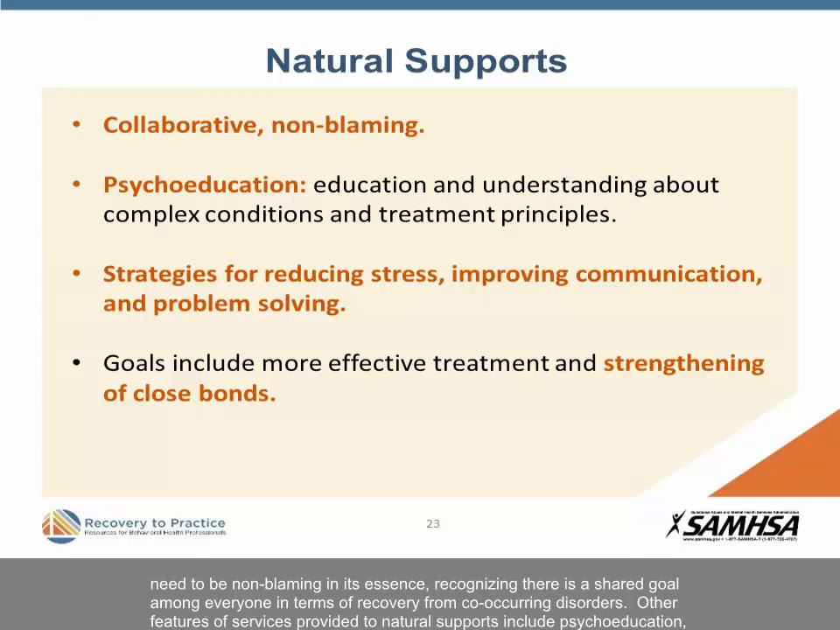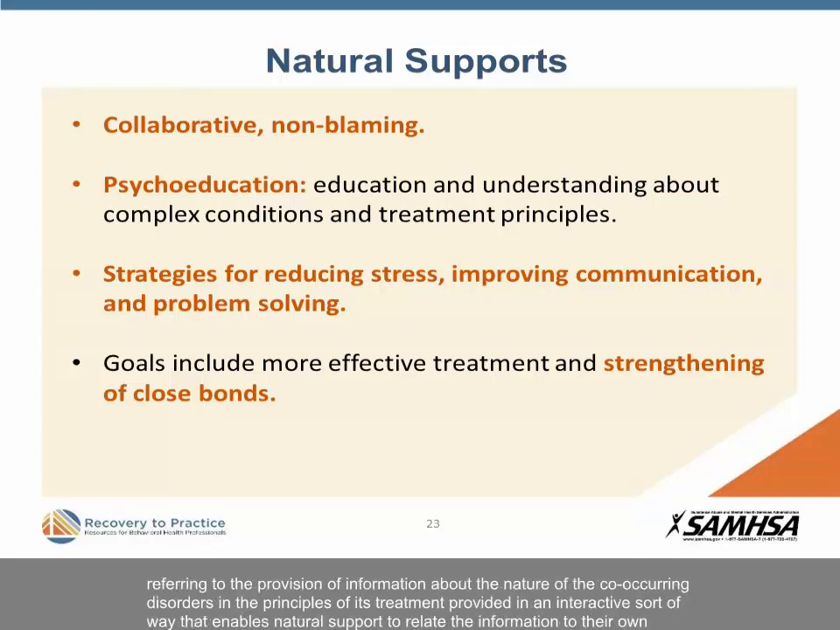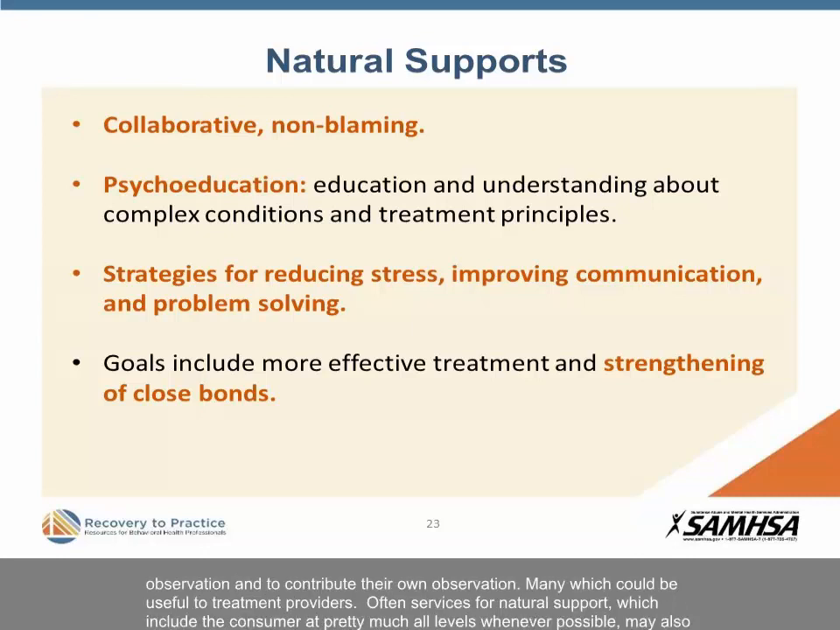Other features of services provided to natural supports include psychoeducation. Psychoeducation refers to the provision of information about the nature of the co-occurring disorders and the principles of its treatment, provided in an interactive sort of way that enables natural supports to relate the information to their own observations and to contribute their own observations, many of which may be useful to treatment providers as well.